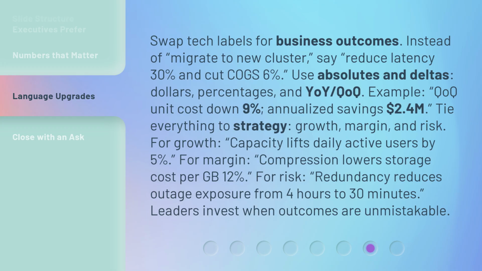For growth, capacity lifts daily active users by 5%. For margin, compression lowers storage cost per gigabyte 12%. For risk, redundancy reduces outage exposure from 4 hours to 30 minutes. Leaders invest when outcomes are unmistakable.